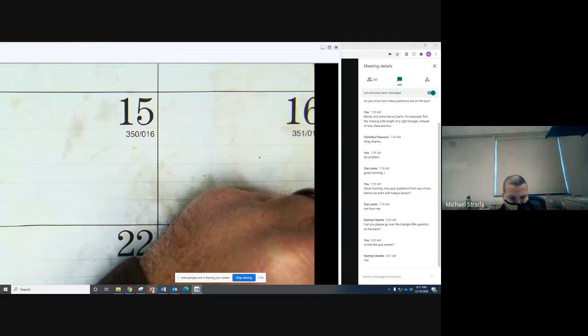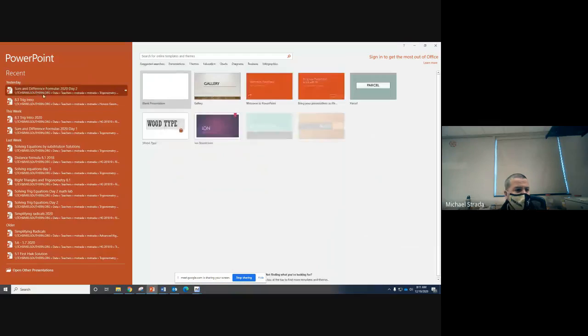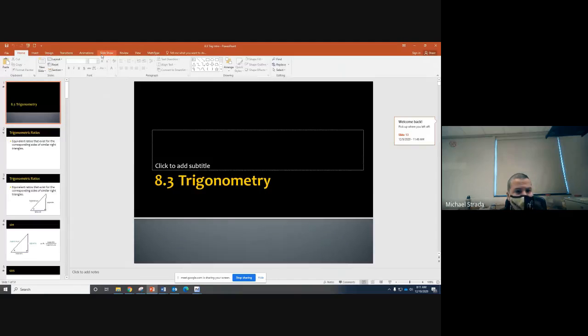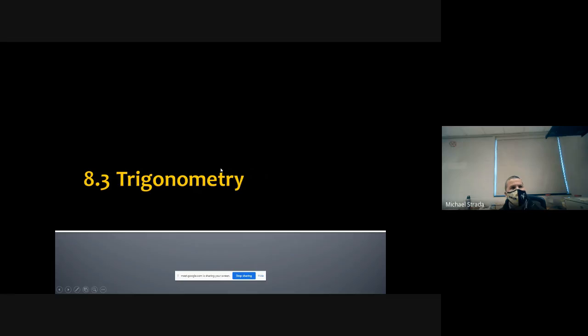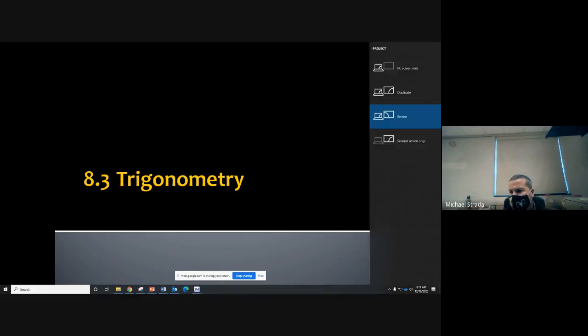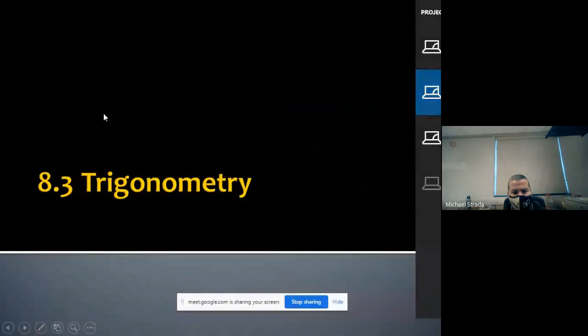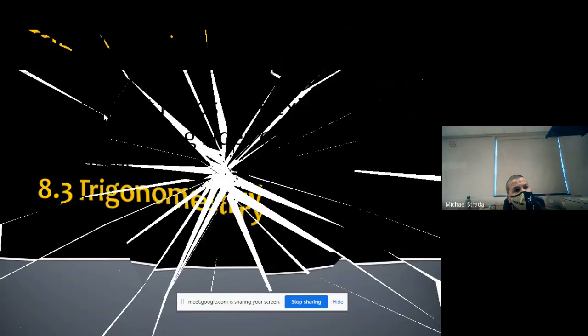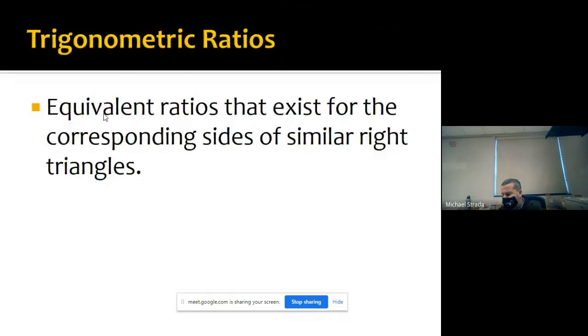So now we're talking about trig. 8.3 trigonometry. We're talking about equivalent ratios that exist for the corresponding sides of similar right triangles.